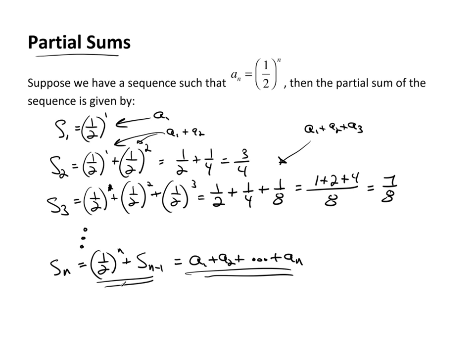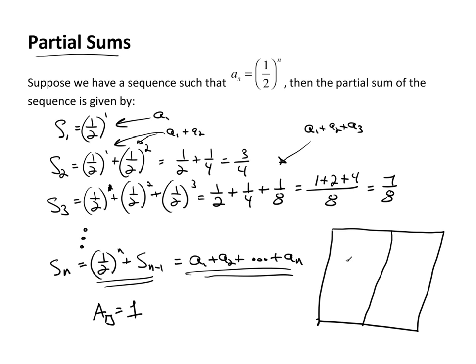Now we can think about this for a moment. This particular sequence we can think about geometrically. Let's suppose that this is a box and the sides equal 1, so the area of the box is equal to 1. First, if I take half this box, this is S1. Then I add to that half of the other half, which was 1/4. So S2 was 1/2 plus 1/4.